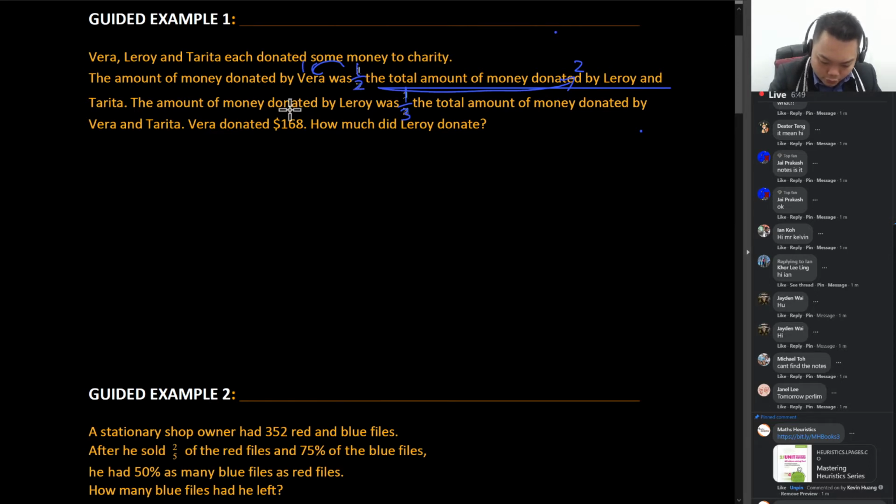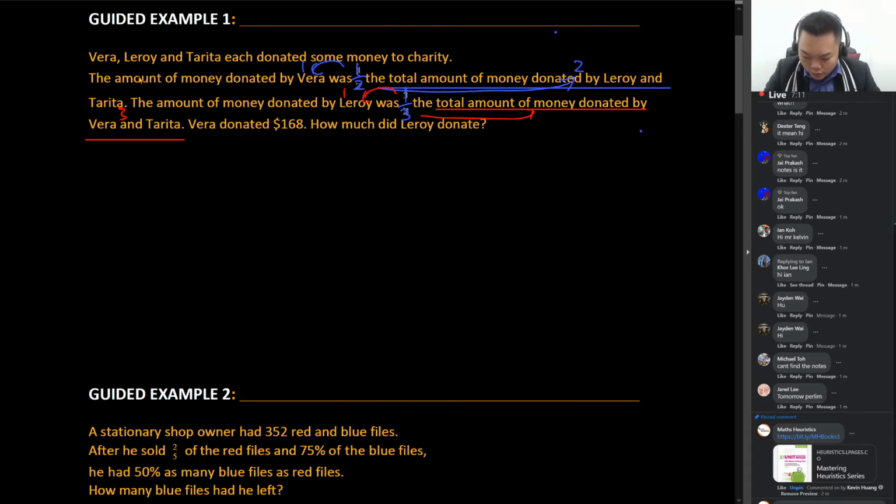Next, the total amount of money donated by Leroy was 1/3 of the total amount donated by Vera and Tarita. Allocate your units first, and Vera donated $168. How much did Leroy donate?